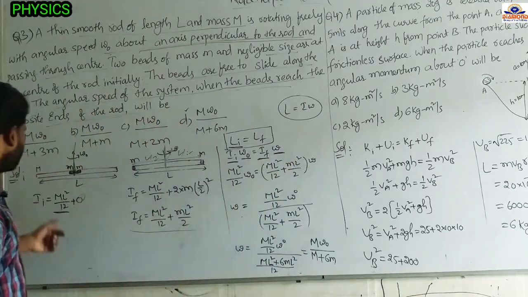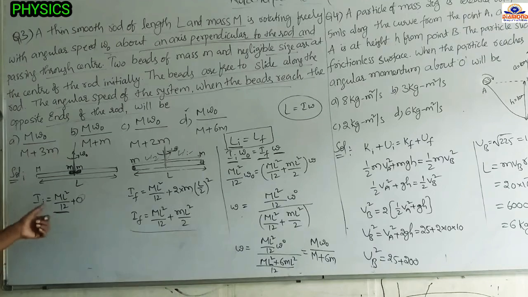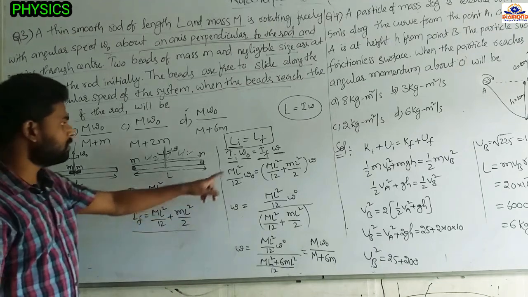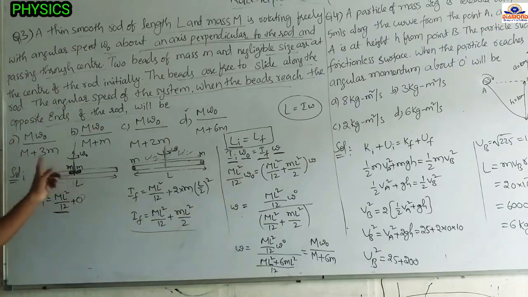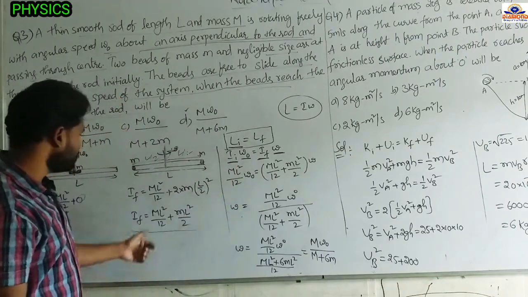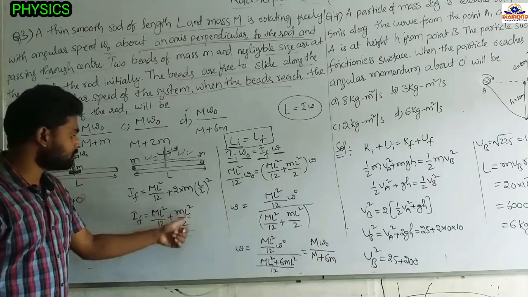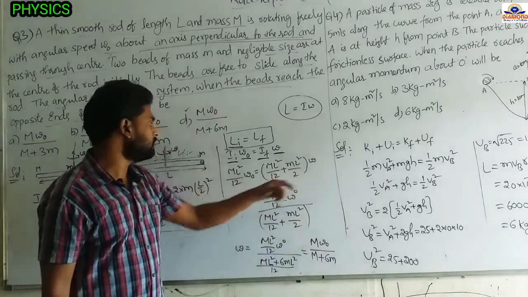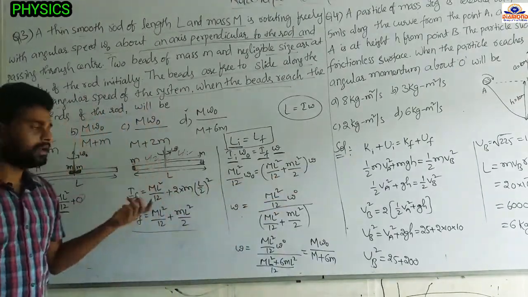Initial angular momentum we found already. Sorry, initial moment of inertia is ml square by 12. Initially it is moving with omega naught speed. So omega naught equals the final moment of inertia, ml square by 12 plus small m l square by 2. I am writing here. And finally these are moving with the omega speed.